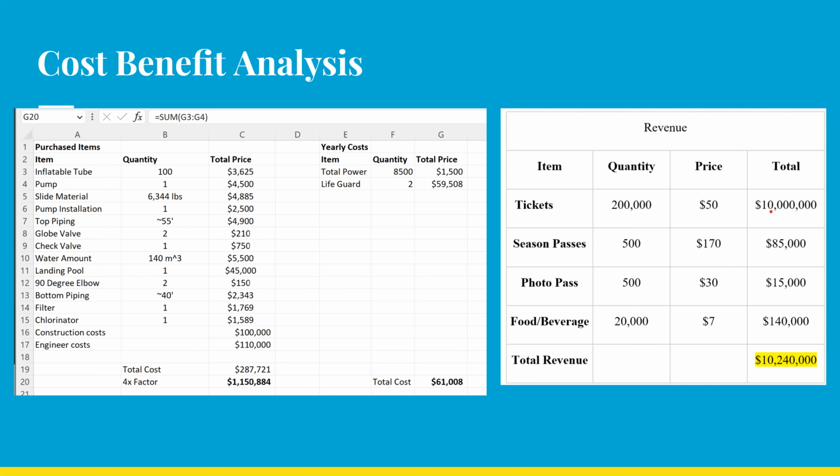The construction and engineering cost comes out to around $200,000. And then for the yearly cost, we'd have to have lifeguards and total power, and that comes out around $61,000. The total cost with the 4 times factor would come out to around 1.1 million. When it comes to the revenue, the total revenue would be around 10.2 million. That includes tickets, season passes, photo passes, and food and beverage. That's based on our slide.